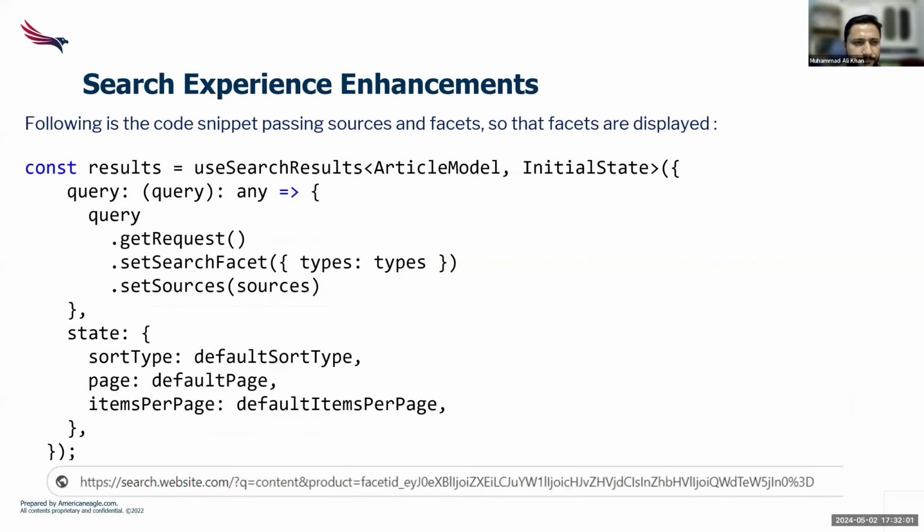If you go next. Okay, so this is the basic code snippet where we can supply sources and facets to our Sitecore use search results query hook to set sources and facets by default. These set search facet and set sources methods are available in the SDK. So we just have to pass in source IDs and facet IDs to this query, and that's it. Our results object will cover everything.